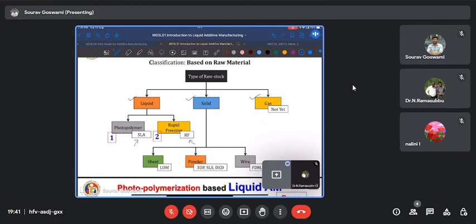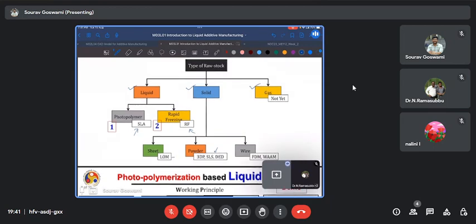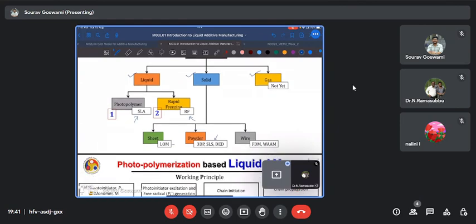If our raw stock itself is solid, we may have a sheet based method such as laminated object manufacturing, or powder based methods such as SLS, selective laser sintering, DED, directed energy deposition, or 3D printing, as it is commonly called. Should we have a raw stock which is wire, we may have FDM or wire arc additive manufacturing. We may also have DED, and we saw in the last session a couple of videos on wire-based DED.